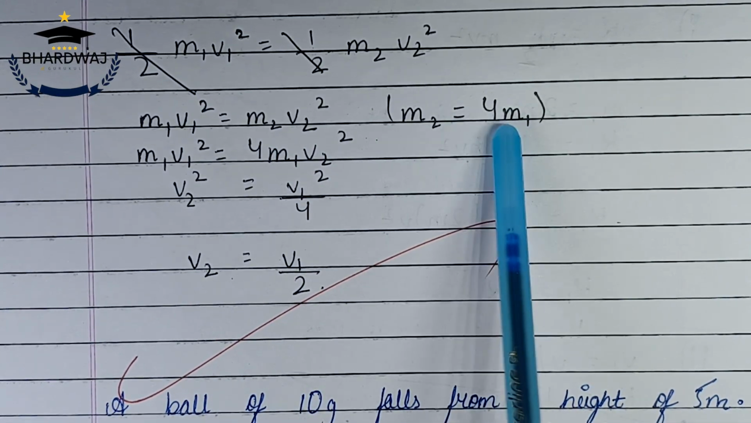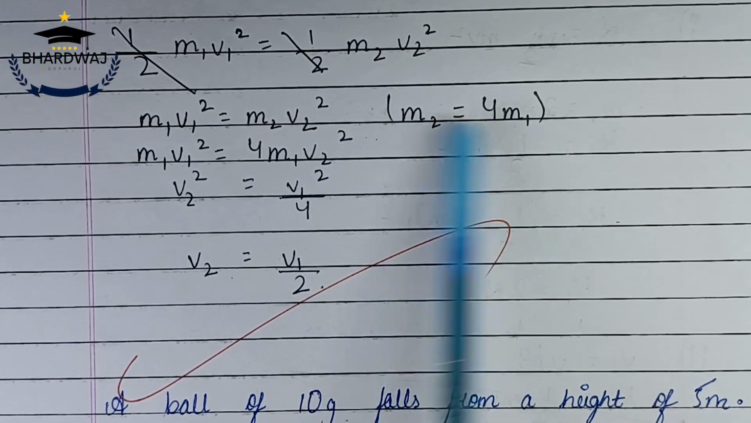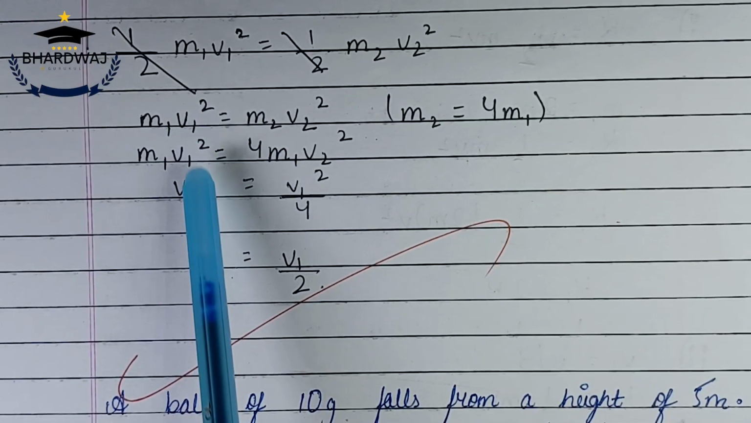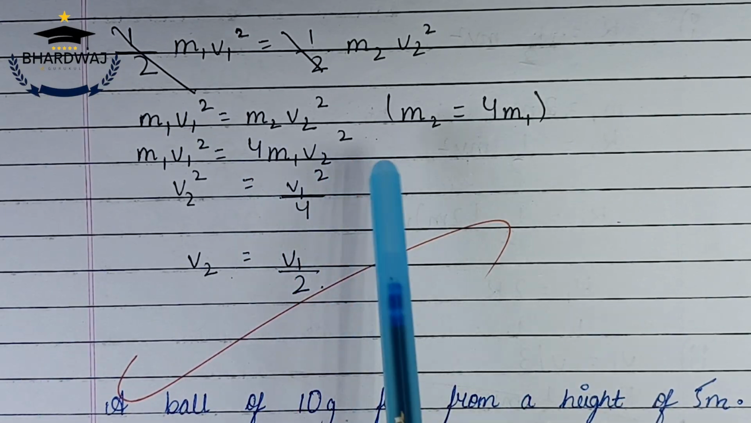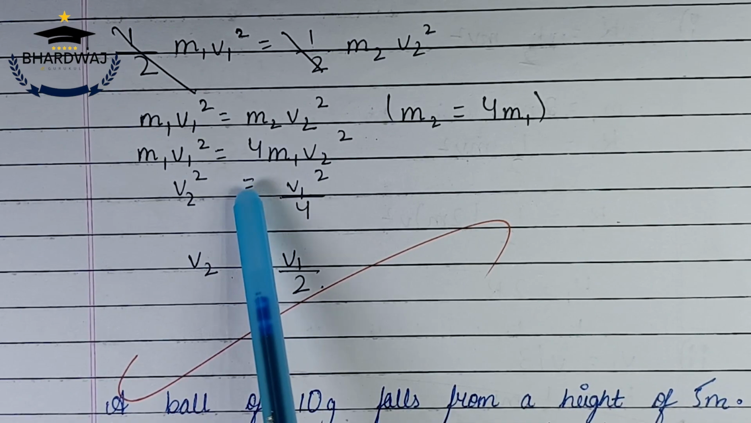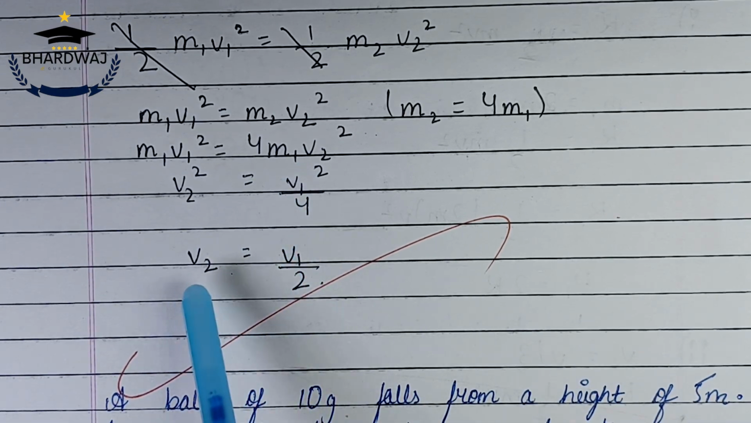m2 is equals to 4 m1, which is given. m1 v1 square is equals to 4 m1 v2 square. v2 square is equals to v1 square upon 4, so v2 is equals to v1 by 2.